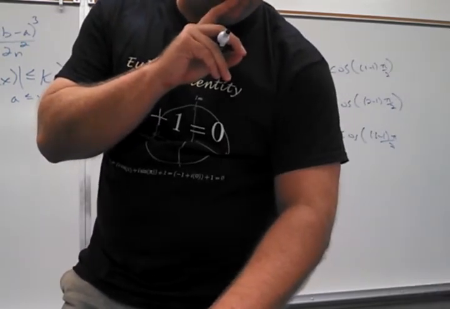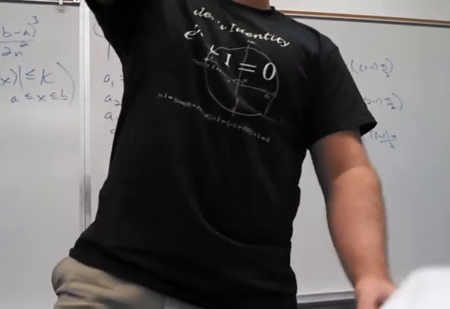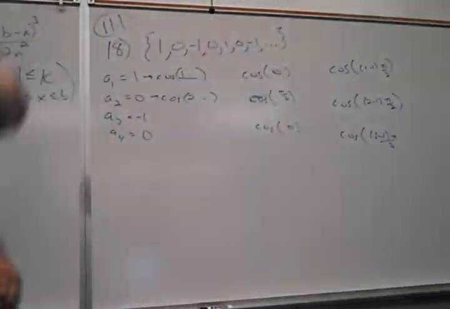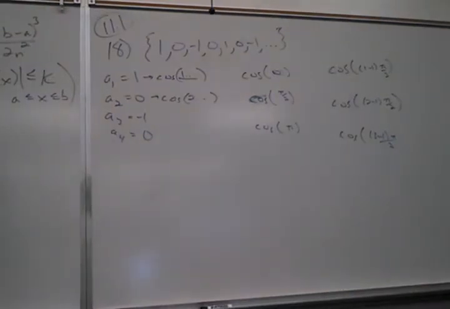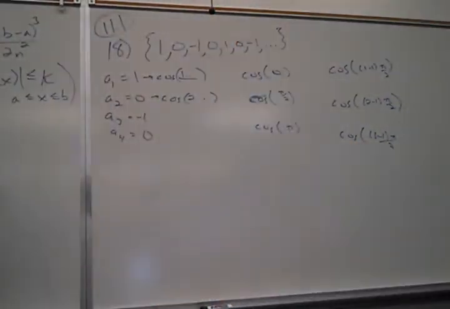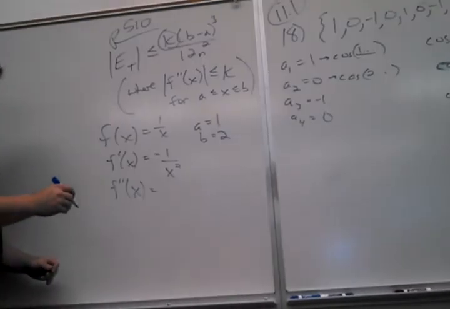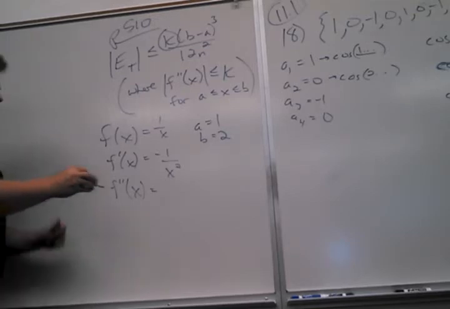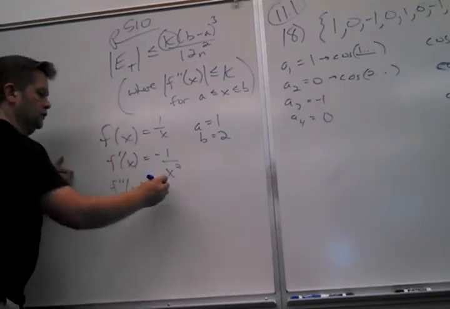The first one they did, example 1, back on page 508, was 1 over x. So let's look at that for example. If my f of x is 1 over x, and I'm going from a equal to 1 to 2, a equals 1, b equals 2. What's the second derivative of that? What's the first derivative of that? And what's the second derivative of that? Yeah, so it'll be positive 2 over x cubed, right?